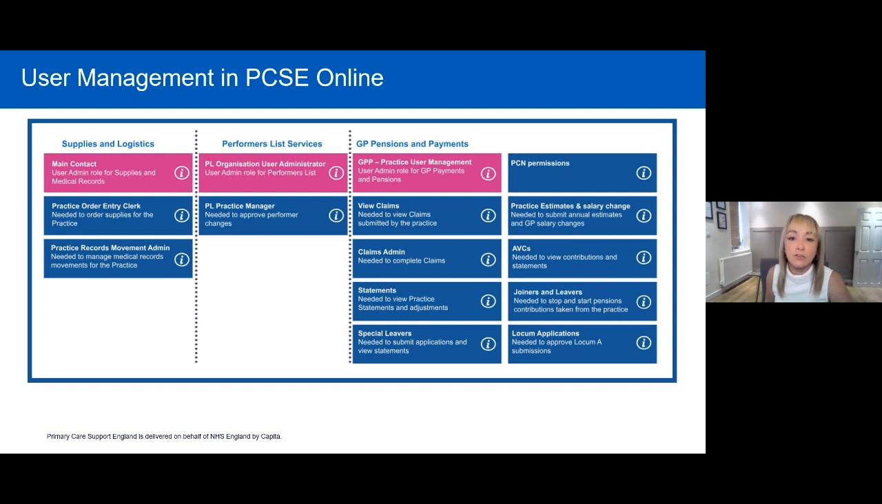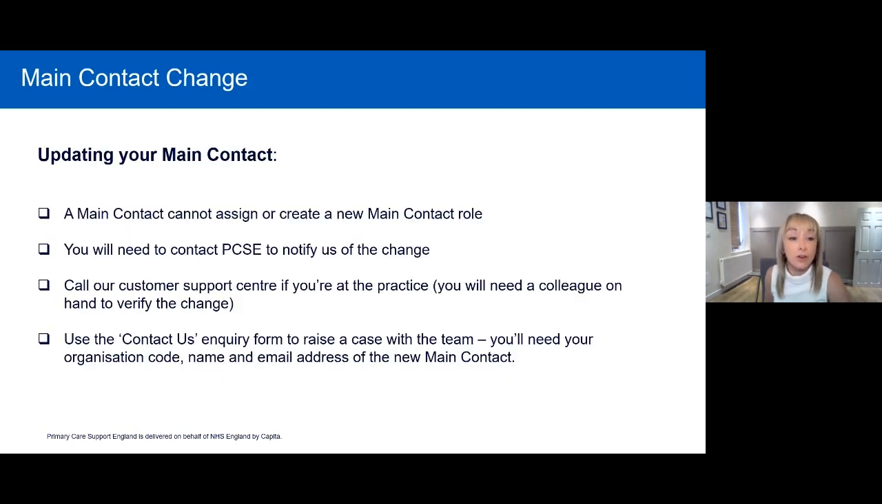Now, I'm just going to quickly explain to you how you can update your main contact in PCSE Online. Now, a main contact cannot assign or create a new main contact role, so you will need to contact PCSE to do this. It is a little bit different because with the other user administrators, they can assign another user administrator, but with the main contact, you do need to contact PCSE for us to manually change that at our side.